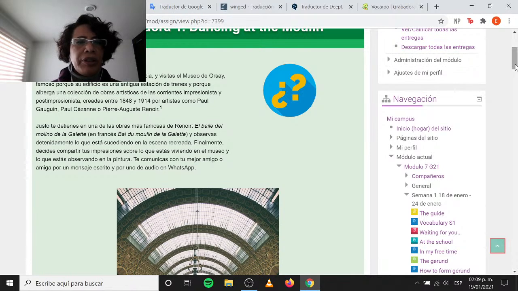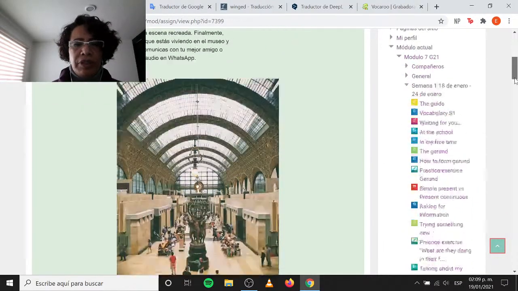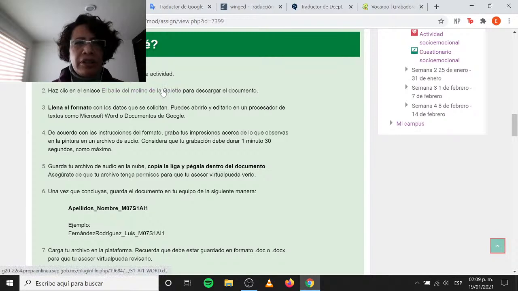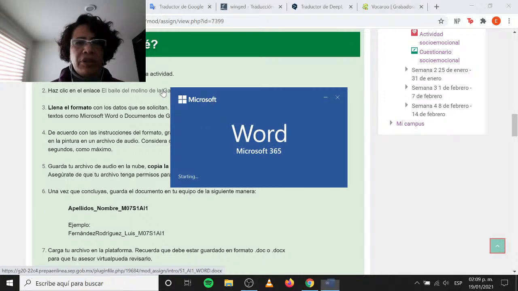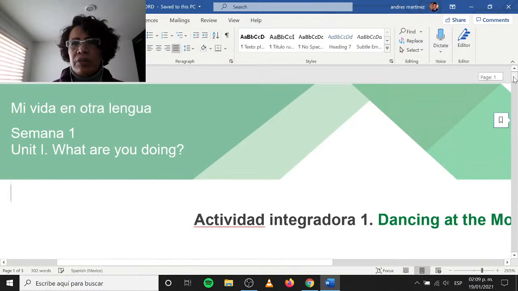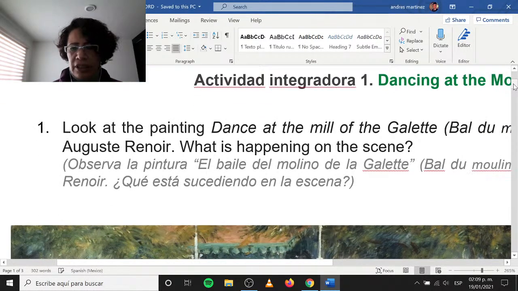And you observe very carefully what is happening in the scene. Finally, you share your impressions about what you are living, you are seeing in the museum, all right, and in the picture, and you send a message to your friend, right, or an audio too in WhatsApp. All right, you go down and look for the format that you download. Okay, there you have all of the aspects to consider before sending your work. I mean, the way you personalize your work, etc., etc.